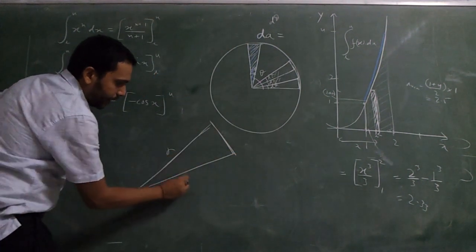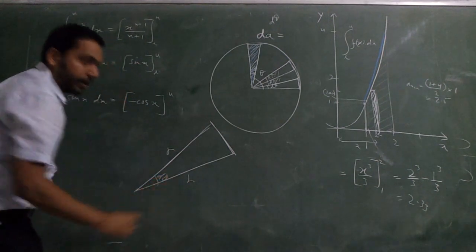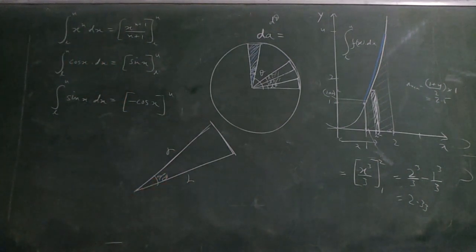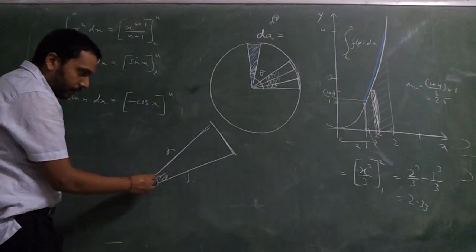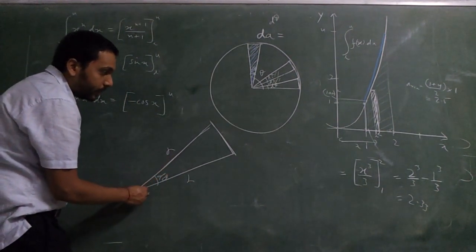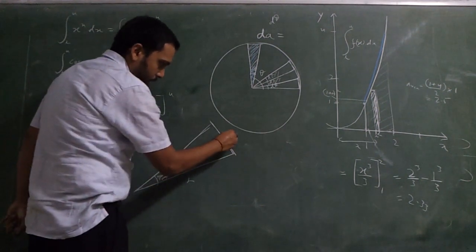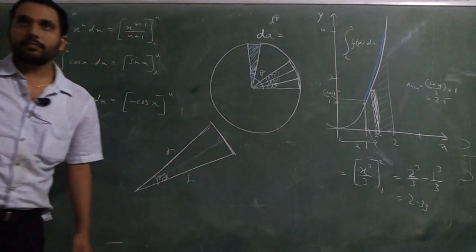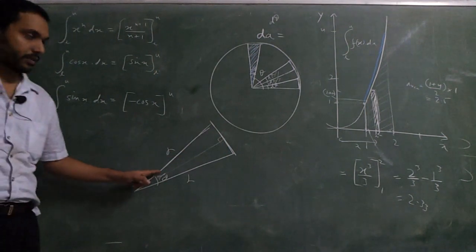This is R, this is R, this is d theta. If I have to do exactly, it would be something like this. But I can have some approximation straight away. Initially, exactly I will do, I will make a right angle triangle. So this becomes d theta by 2.